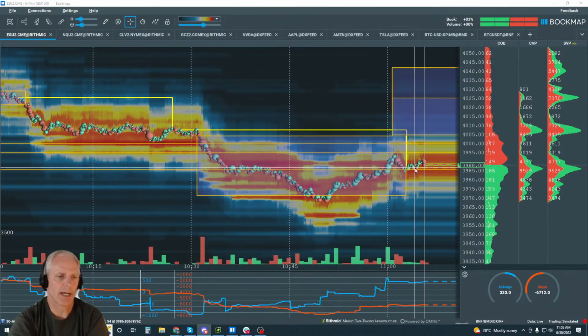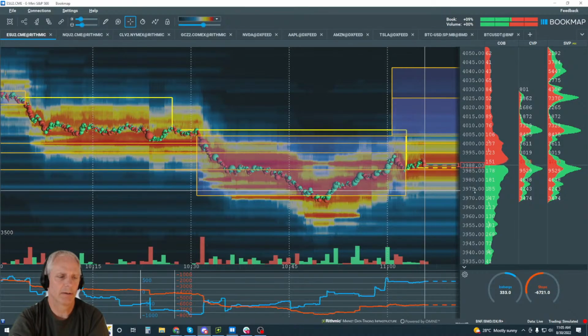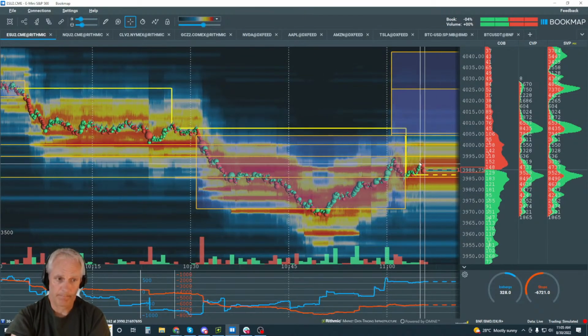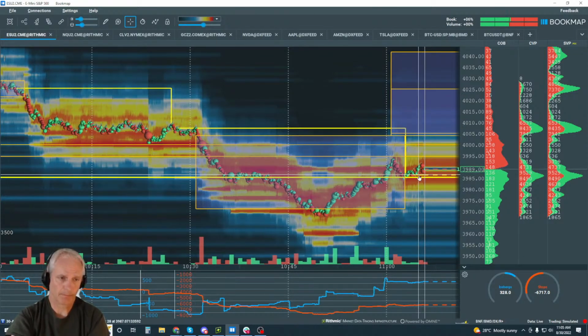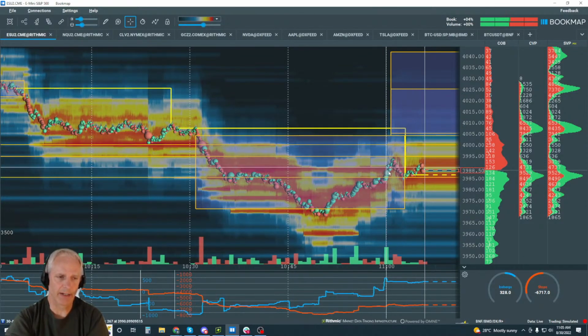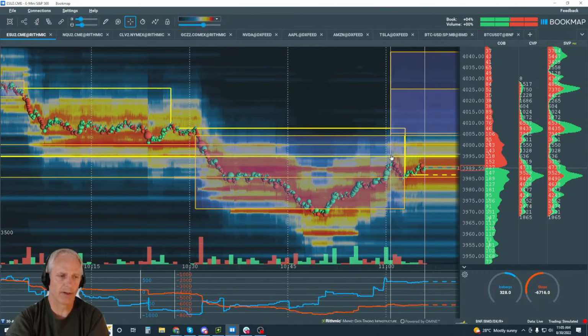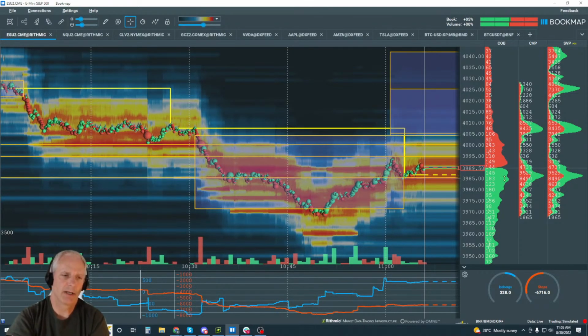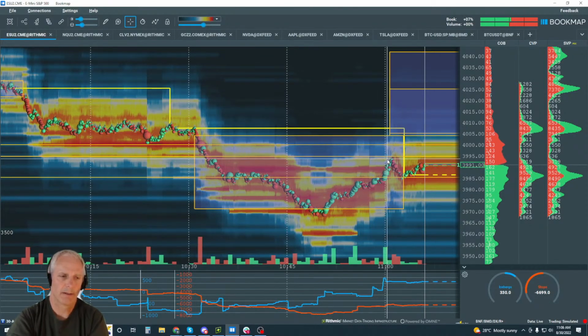Here, our POC has now shifted down here. Okay, so we just got a shift. And this is the most traded level now. So this is turning into an area where it can transact. The market knows it can transact in this area here, because there's a lot of different participants transacting in here.